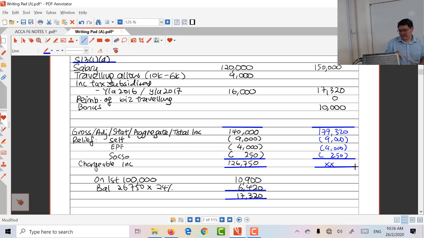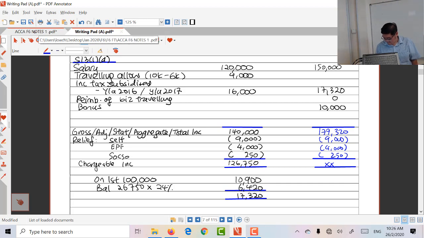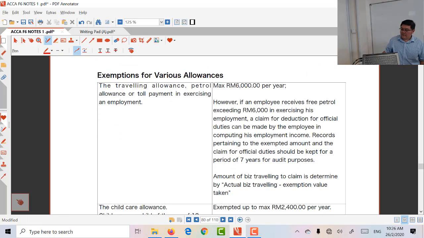Okay, please turn to page 76 now of your notes. Now, the exemption for various allowances that I've said to you earlier. So I'm going to basically list down here and tell you what kind of exemptions that we have. Okay, just take note of the heading. For traveling, right, you get 6,000 a year, which I've explained to you, okay? 6,000 a year.